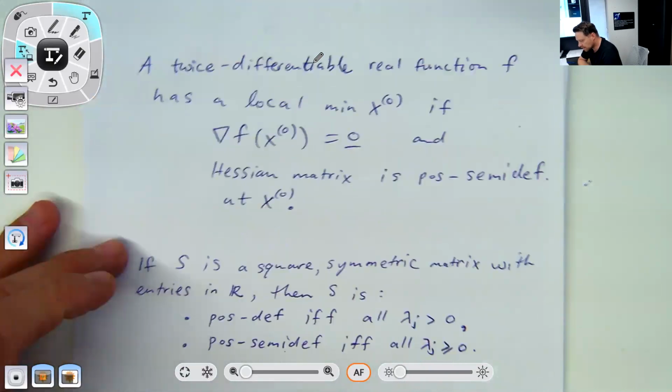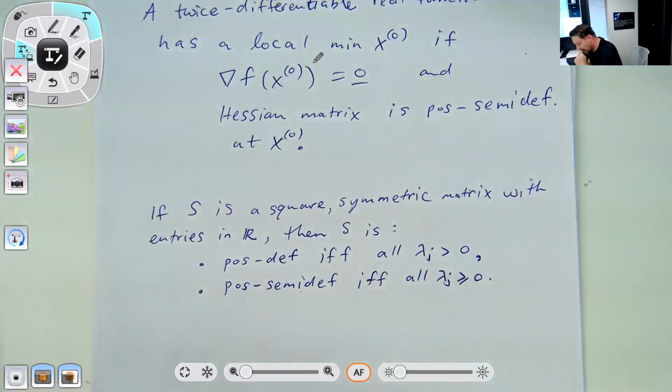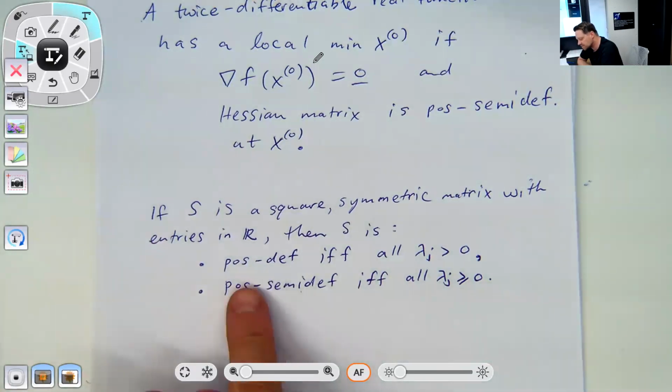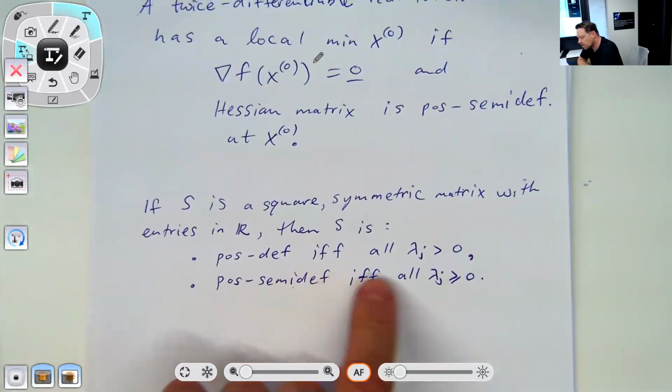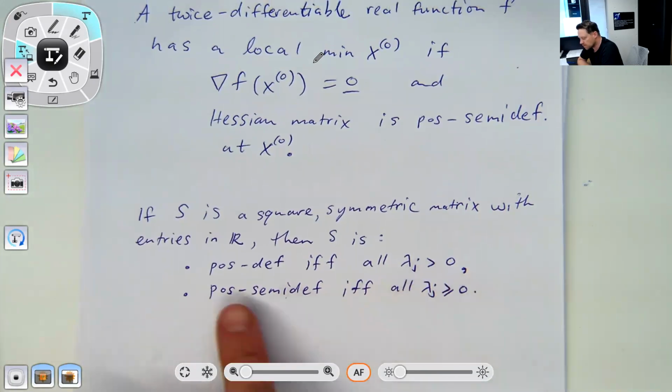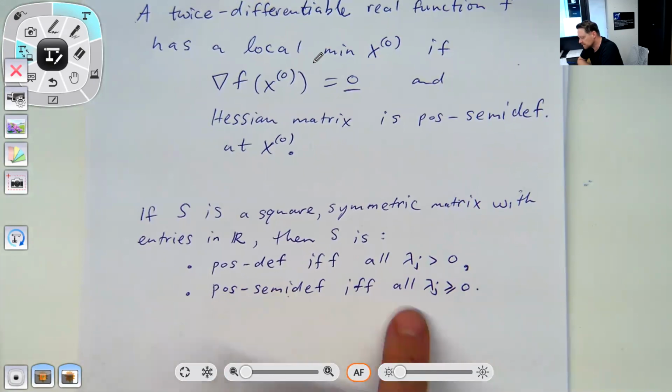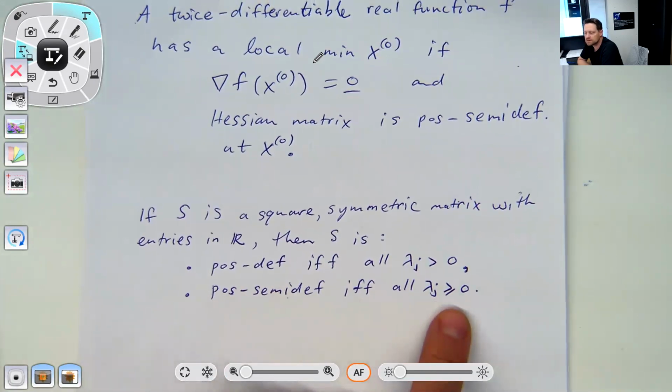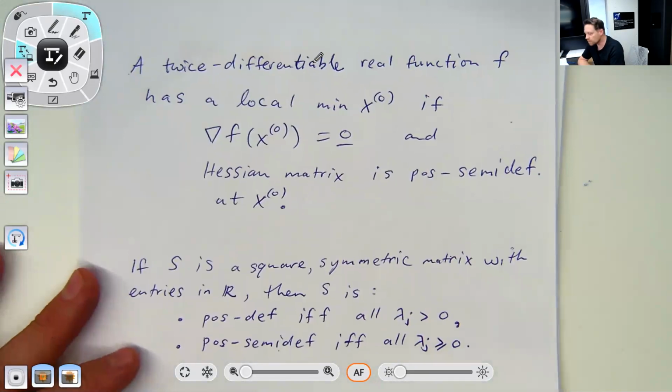All right, so continuing. If S is a square symmetric matrix with entries that are real, then S is positive definite if and only if all of the eigenvalues are positive. Okay? And it's positive semi-definite if and only if all of the eigenvalues are greater or equal to 0. So that's another way to look at positive definite and positive semi-definite, other than the definition, right? So this would be a theorem that follows from that definition. All right, so I think you'll find all of those things useful to think about when it comes to doing question 4.